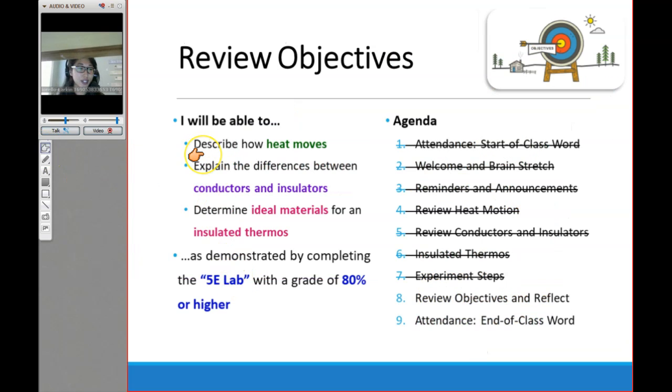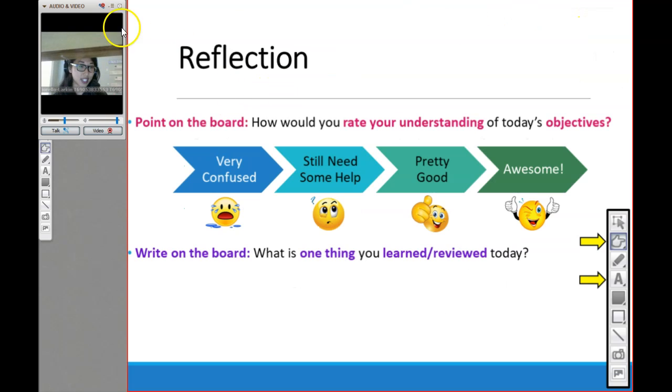Awesome. All right, everyone. So at this point, we described how heat moves, explained the differences between conductors and insulators, and talked about ideal materials for an insulated thermos. Go ahead on the whiteboard, point how you're feeling about those different objectives. How are you feeling about the lab? Very confused, still need help, pretty good, awesome.